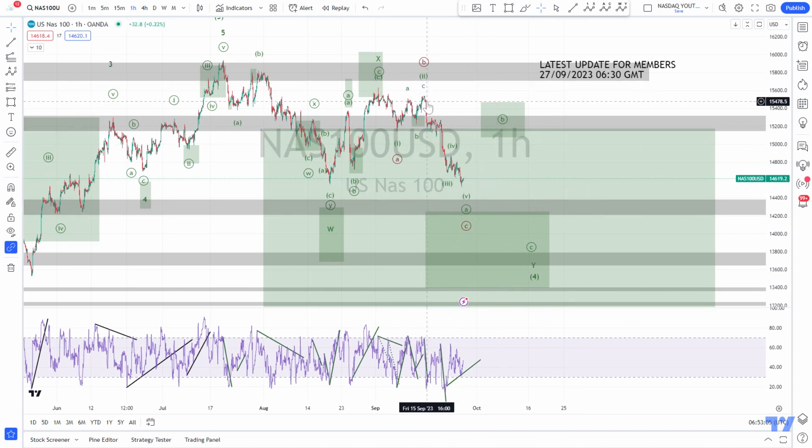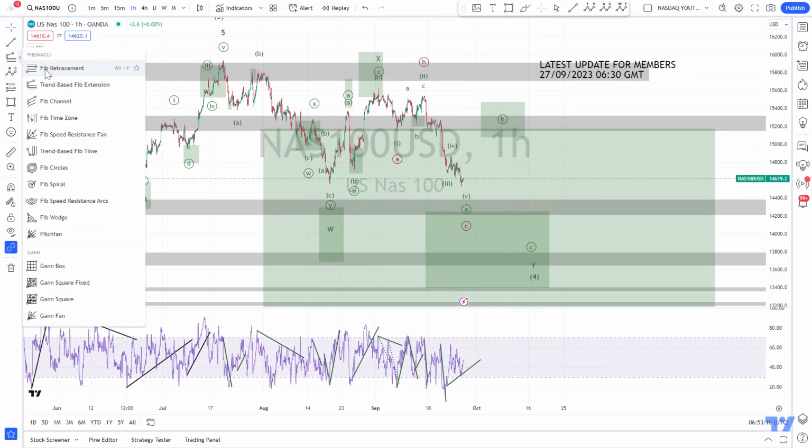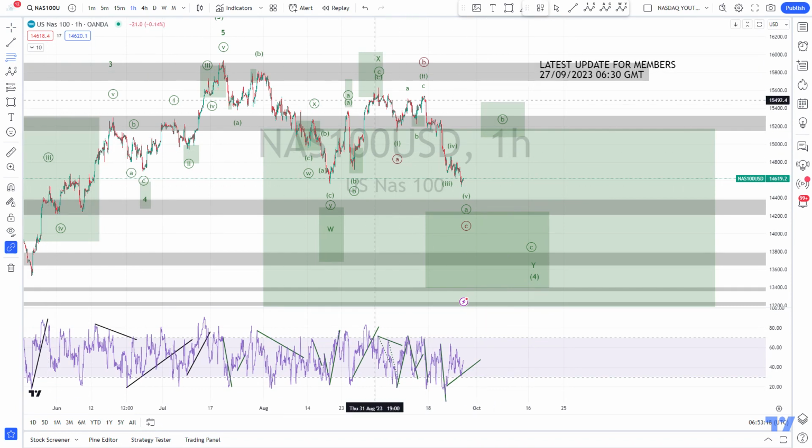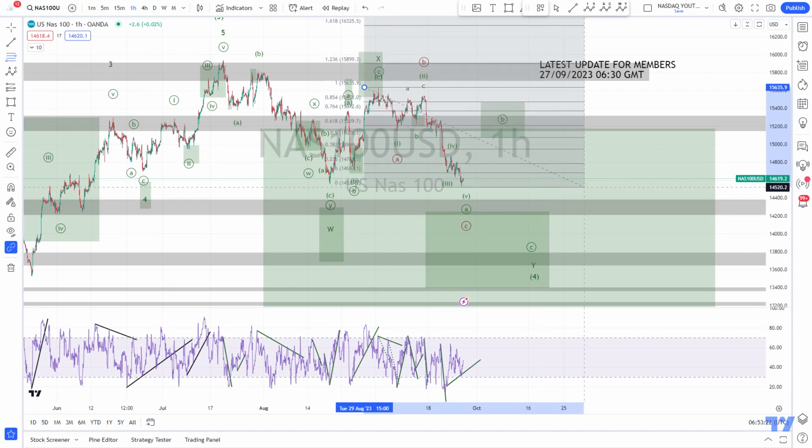And then it would mean this is the wave A finished or close to finish. Then we go up again as a wave B. And so if the low is in, then our wave B area should be here between the 0.5 and the 0.854 FIB retracement. There we should go actually.